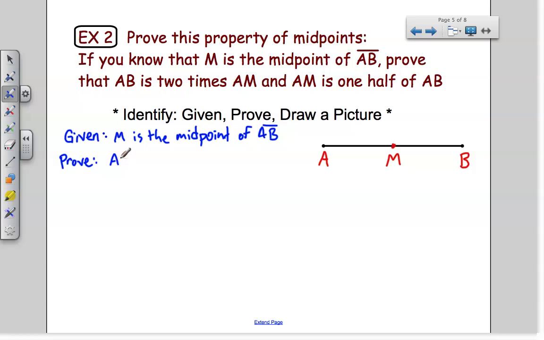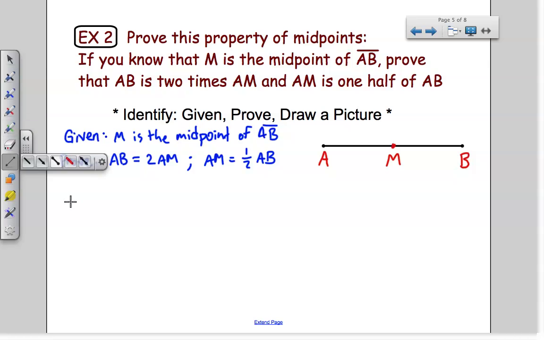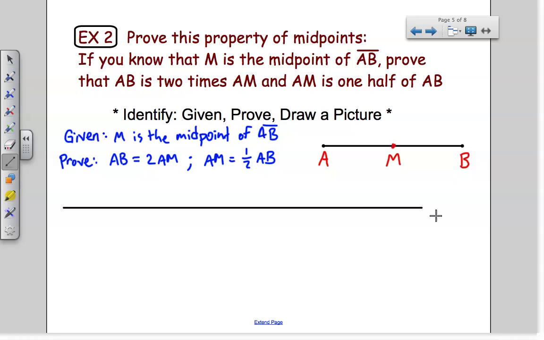I'm going to write out exactly what I'm seeing. AB is, what symbol stands for is equals, right? AB is 2 times AM. So that'd be 2 times AM. And also prove AM is 1/2 of AB. AM is or equals 1/2 of or times AB. So those two things I have to prove. Let's set up my 2-column proof. So first of all, I'll kind of set up the 2 columns. And remember, with this formal proof, you do statements and reasons.